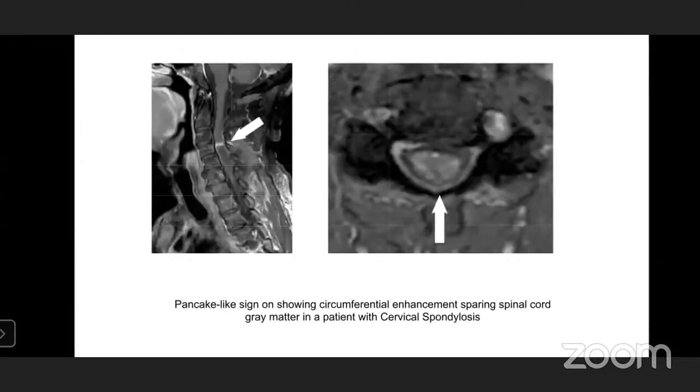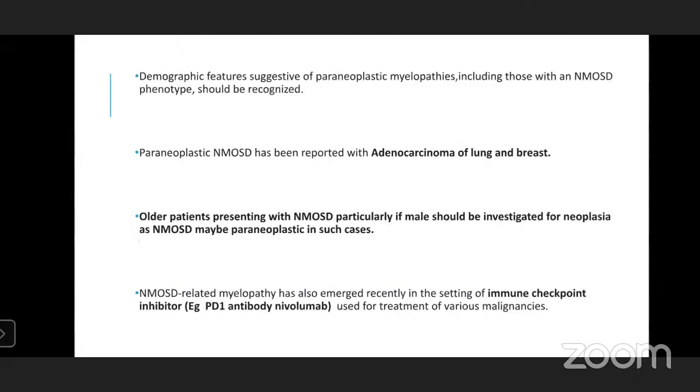So here we can see circumferential enhancement of the cervical spinal cord. The enhancement usually occurs beneath the site of maximum compression. Demographic features suggestive of paraneoplastic myelopathies, including those with the NMO spectrum phenotype, should be recognized. This has been reported in adenocarcinoma of lung and breast. So older patients presenting with NMO spectrum disorder, particularly if they are male, should be investigated for a neoplasm. Related myelopathy has also emerged recently in the setting of newer immune checkpoint inhibitors, for example nivolumab, which is used for treatment of various malignancies.